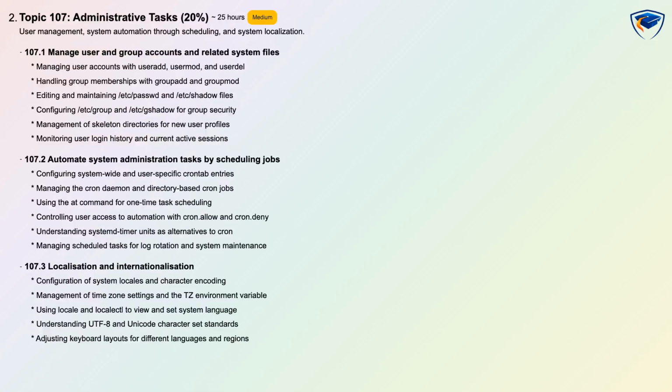Topic 107. Administrative Tasks is weighted 20%, rated medium, with about 25 hours of study and assessed conceptually and through scenarios. Expect to manage user and group accounts using useradd, usermod and group tools, maintain /etc/passwd and /etc/shadow files, and handle skeleton directories and login histories.